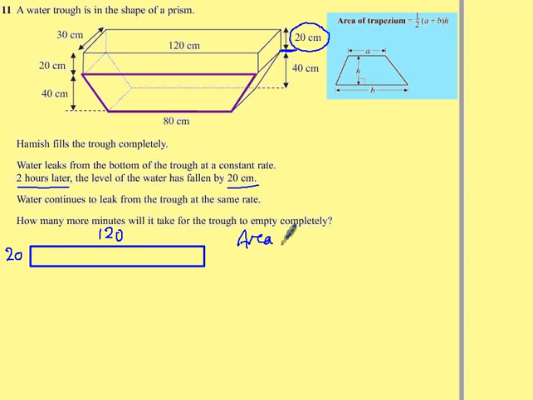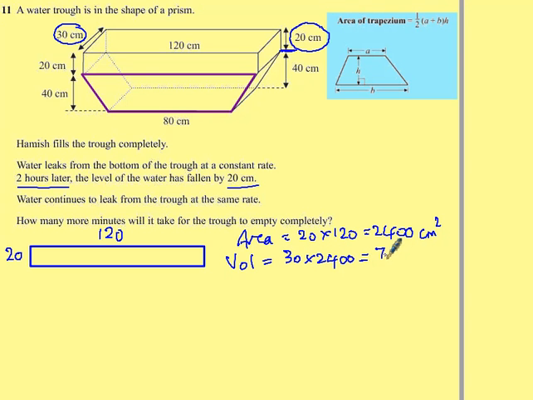So the area of the rectangle is 20 times 120. So 2 120s are 240. So put another naught back on, 2,400 centimetres squared. The volume of that cuboid is, the depth of the trough is 30, so 30 times the cross-sectional area, 2,400. So 3 24s are 72. So 3 2,400s are 7,200. So 30 times 2,400 is 72,000 centimetres cubed.